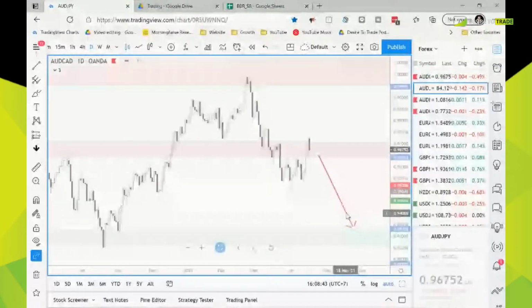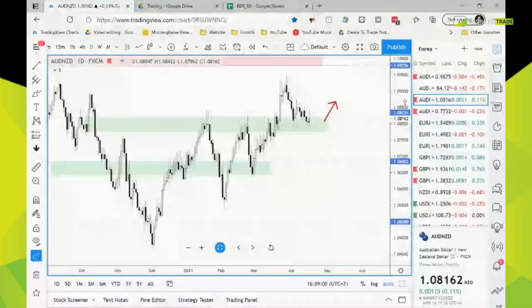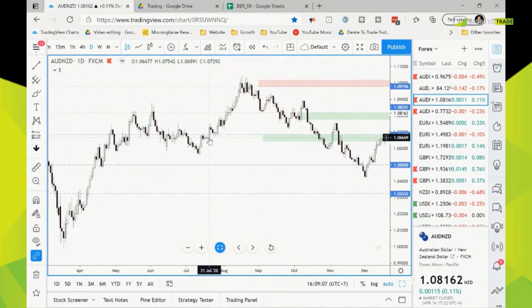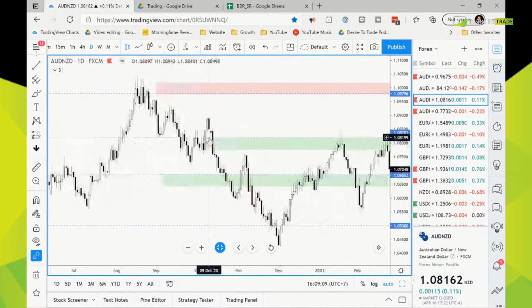Here we get to AUD/NZD. So notice how this pair should be correlated because it's both AUD and AUD over here. These pairs should normally, unless some other circumstances, go in the same direction. But this pair here, AUD/NZD, is at a support zone. See how we've had about the same as the other pairs before.